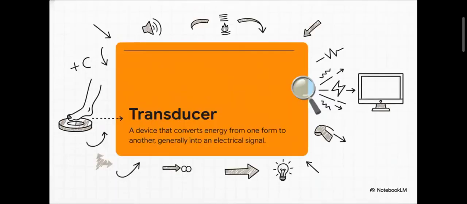Well, the answer is this little device right here, the transducer. Put simply, it's a translator. That's its whole job. It takes one form of energy, say the mechanical pressure from your feet on that scale, and it converts it into a totally different form, usually a clean, predictable electrical signal that a tiny computer chip can read and make sense of.